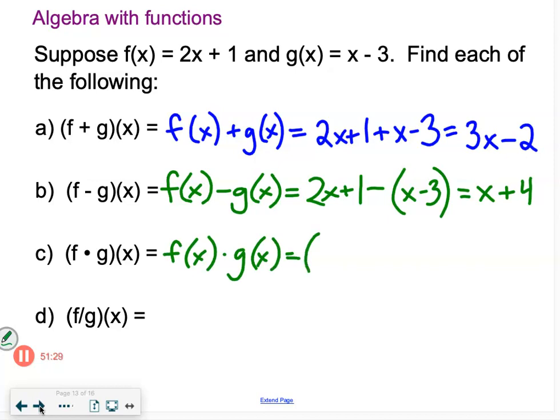What do you think we're going to have to do to multiply these together? Multiply by FOIL. Not factor, it's already factored. FOIL or distribute, right? We're going to have to distribute it out.